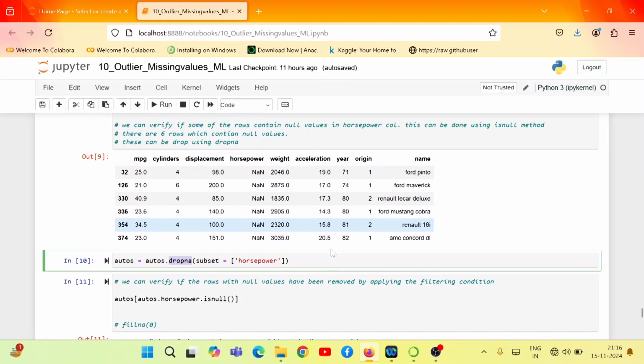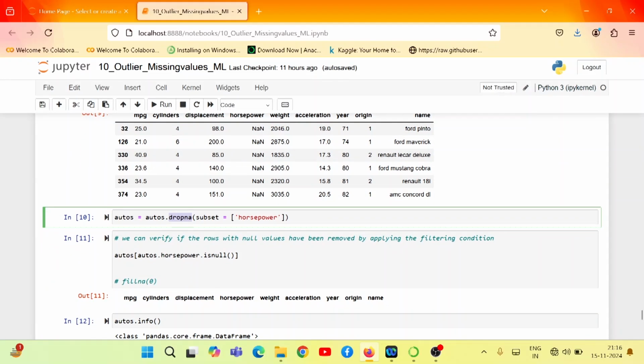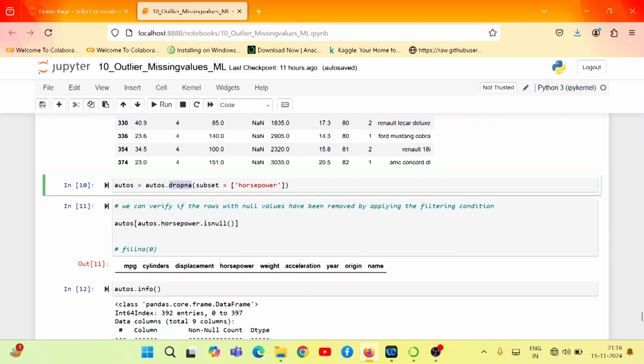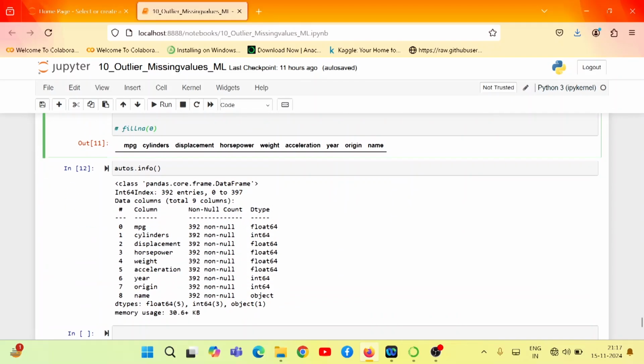If you execute this statement, we can then verify whether the rows with the null value have been removed by applying the filtering condition. If you execute it, you may see none of the rows have a null value. Filtering with isnull shows that no rows with null values are there anymore. Similarly, we have a method called fillna. fillna can take a default value to replace the null values in a column. For example, fillna(0) replaces all the null values in a column with the value 0. That we can also check.